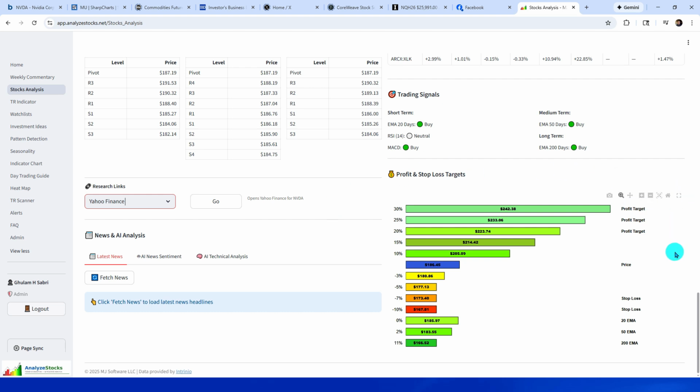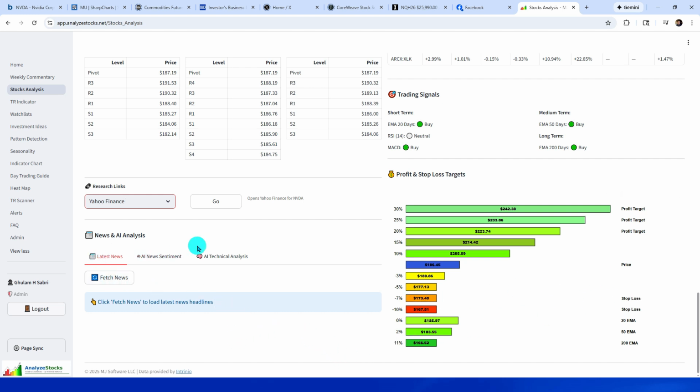Here are some suggested profit targets, and the current price is this. If we go up 15 and 20%, this is going to be the profit target. Below that, this is our suggested maximum stop loss on any trade, which is 10%. 7% is the ideal stop loss.